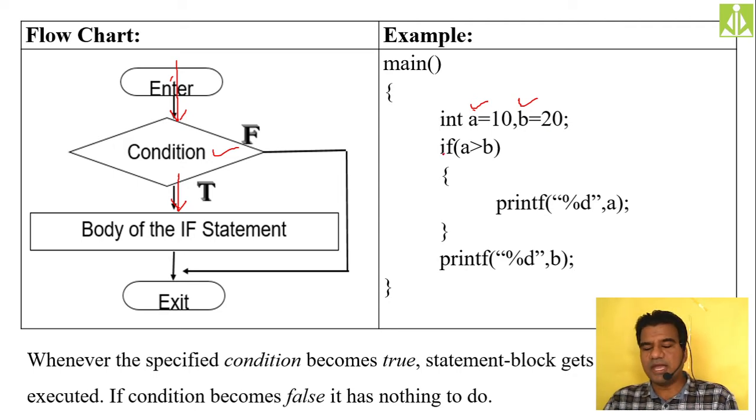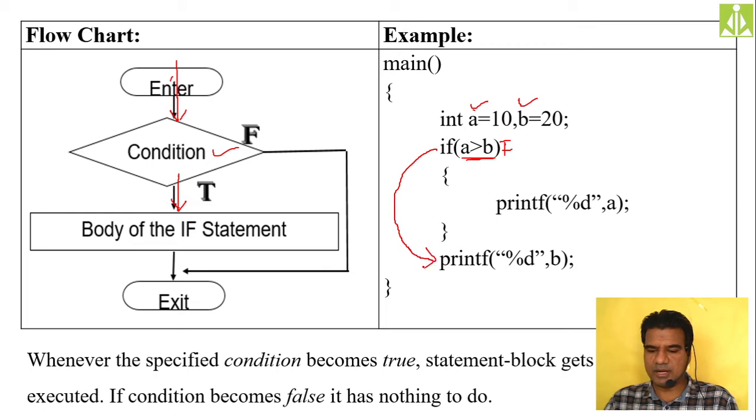Then what am I doing? I am checking whether A is greater than B or not. So what are my values of A and B? A value is 10 and B value is 20. So if you check, this condition is not satisfied. This condition is false. I am saying A value is greater than B, so this is false. So immediately what will happen? The control will come out.